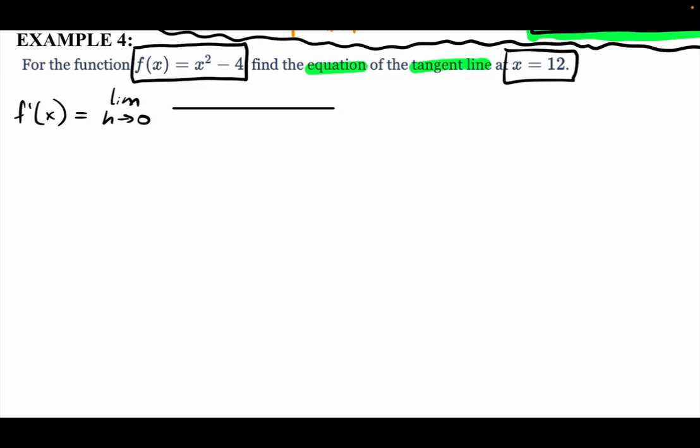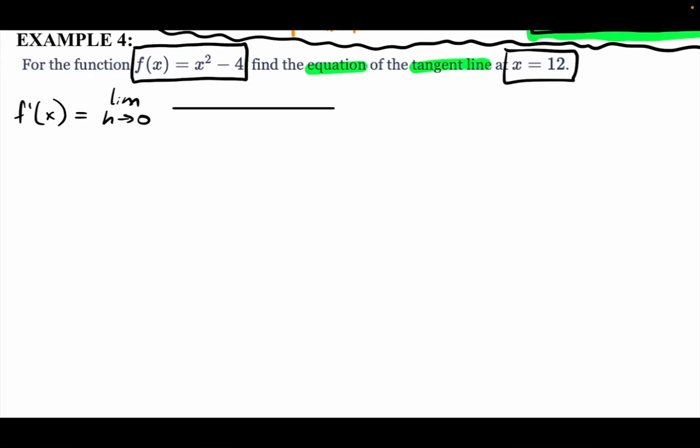Why do they use m for slope? That's a great question. Do we have to write the limit as h approaches 0? If you're using the definition, yes. If you're not using the definition, no, you don't have to do it. It's a limit question. Okay? So here we go.